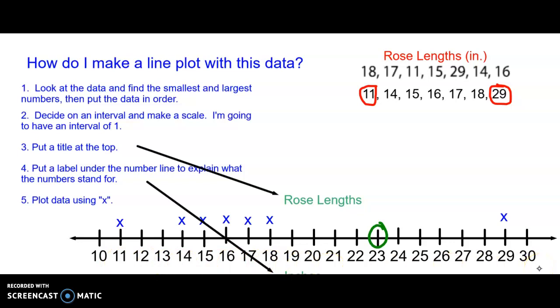Okay, and then you have to have a title. So I looked up at my data, rose lengths. So that's what my title is going to be. I need a label under the number line to explain what the numbers stand for. So when I have an 11, that stands for 11 inches.